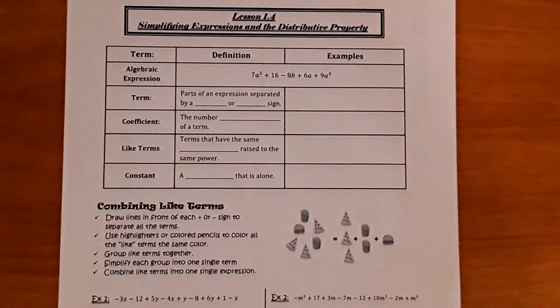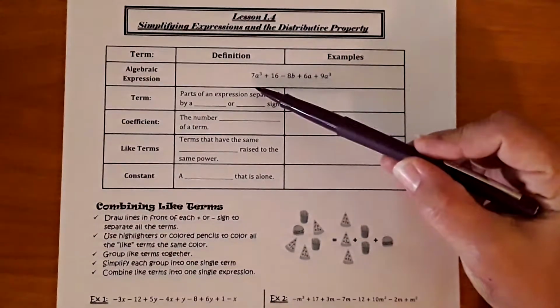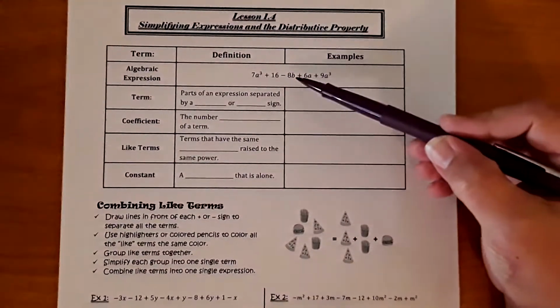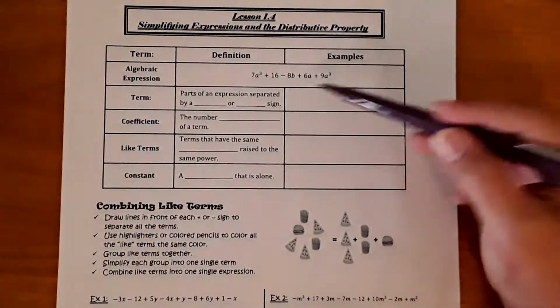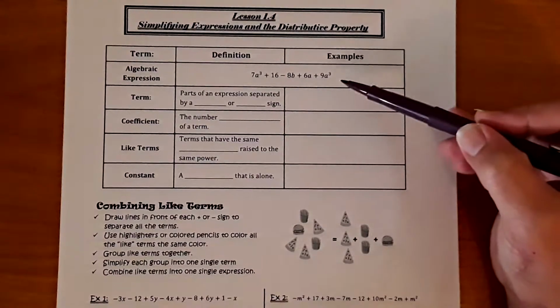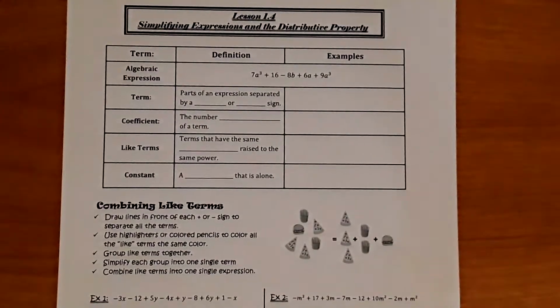So the first thing that you see is an algebraic expression. You have 7a squared plus 16 minus 8b plus 6a plus 9a to the third. That is an algebraic expression. The reason this is an expression is because it doesn't have an equal sign. So here we go. We're going to review terms.